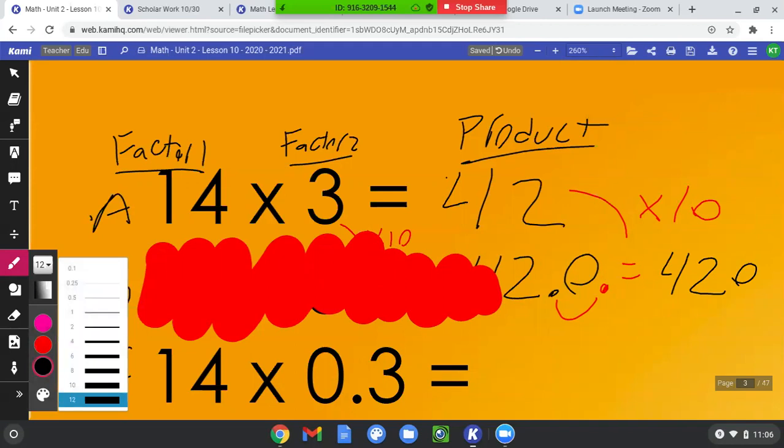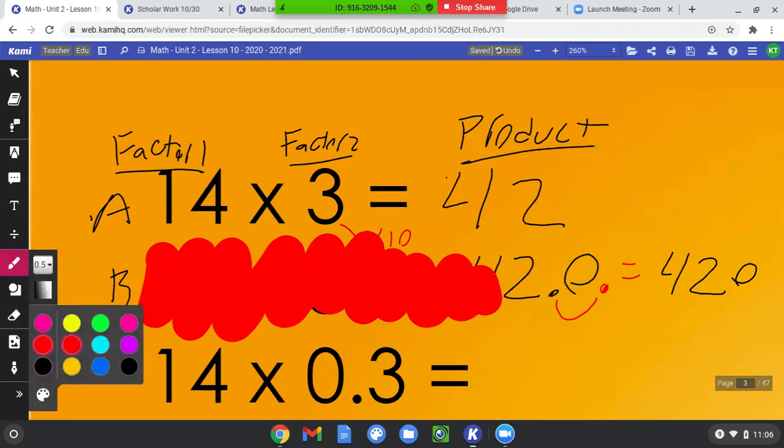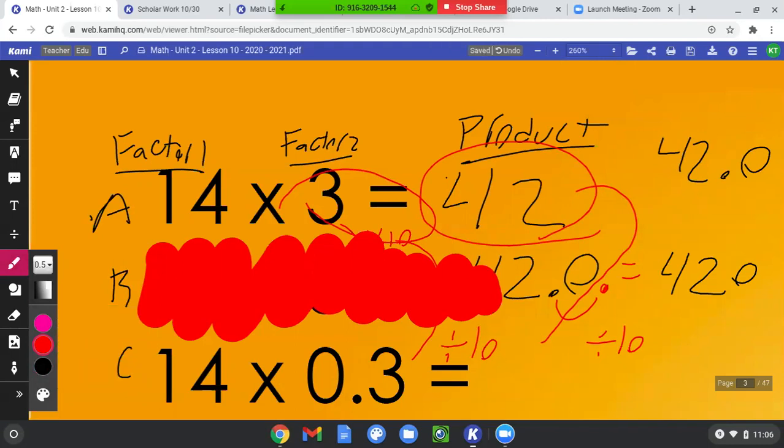So when I go from A to C, it's going from 3 to 3/10. That is decreasing 1 place value. And you know that my product is going to do the same thing. So if factor 2 goes from 3 to 3/10, that's dividing by 10. So my product is going to do the same thing, divide by 10. So 42, here's the decimal. When I divide by 10, I'm not going to move it behind the 0 because that would increase my place value. I am decreasing my place value. So I'm dividing by 10. So it's going to become 4 and 2/10.